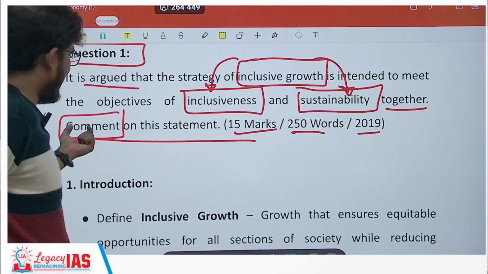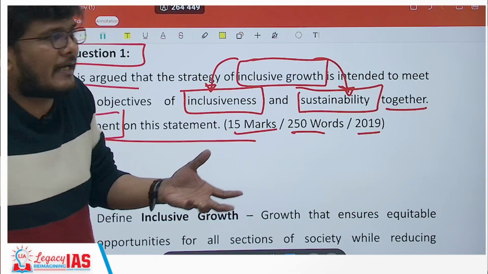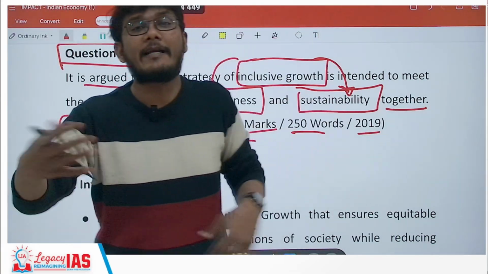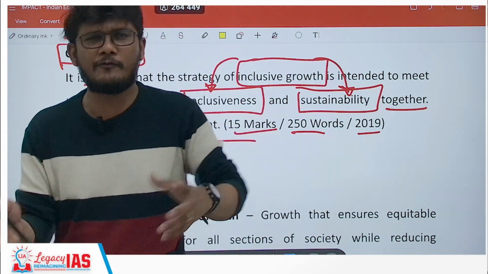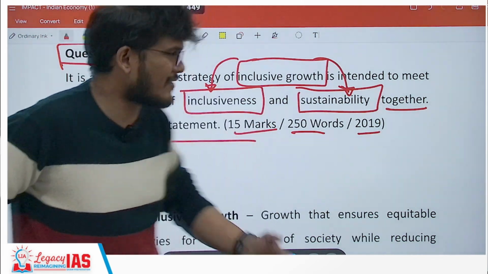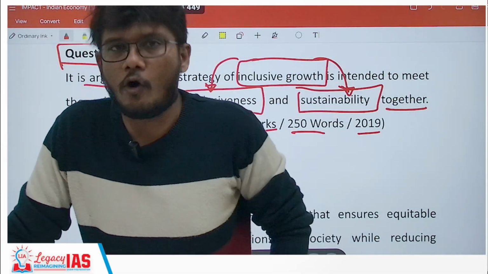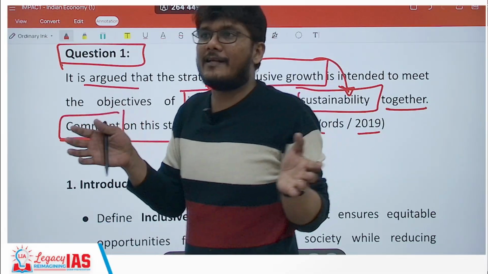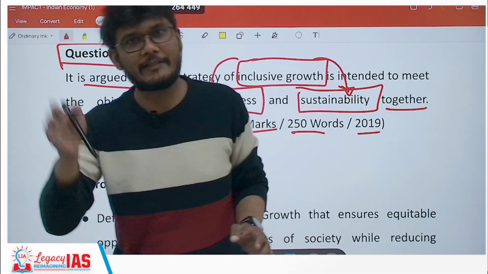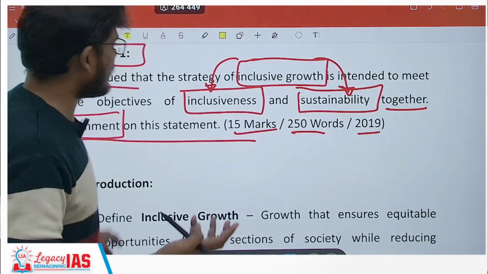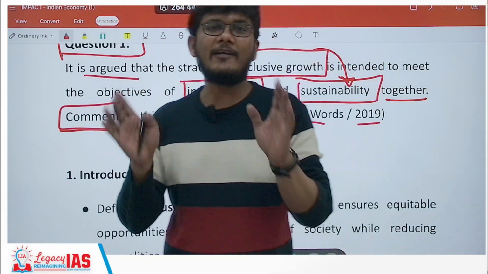Since it is comment and not critically analyze, if it would have been critically analyze, of course you would have to agree as well as disagree to a similar extent, 50-50, 60-40, and so forth. But since it's comment, it is open for your interpretation and your opinion on it. Of course, opinion does not mean any random subjective opinion. It needs to be backed by facts, logic, etc. All right. So we'll agree with this statement, and also we'll find out certain challenges and what the way forward is. That should be our approach.